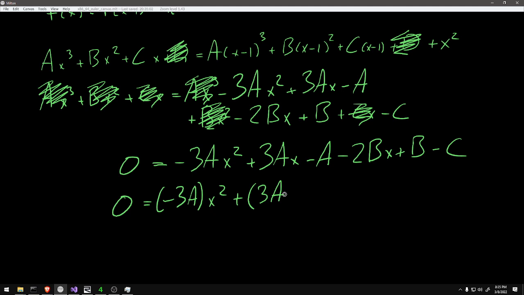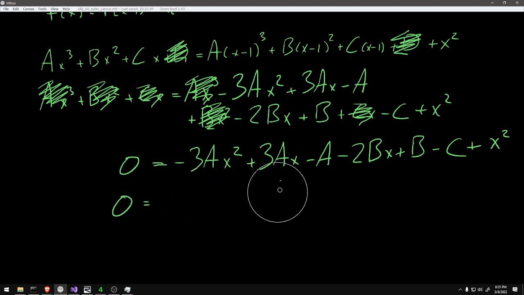Oh, thank you. Almost forgot these x squareds. Someone in the chat just reminded me. Okay, that would have led to having to track down the mistake later. Thank you, chat. Okay, so where are our x squareds? Negative 3a, and then we have a 1 over here, plus 1x squared.